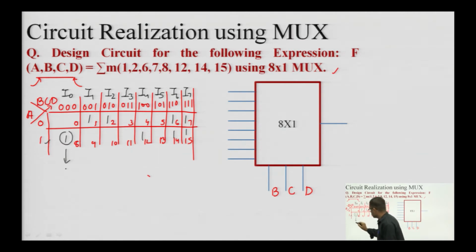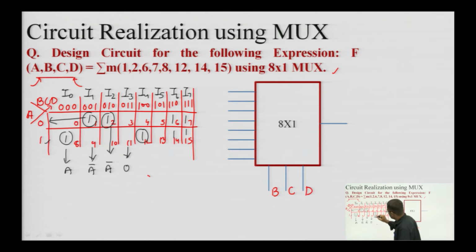That means, I naught should be connected to A. Similarly, I1 is having a single one which corresponds to A is equal to 0. That means, it must be connected to A bar. Similarly, this is similar to the previous one. So, it will also be connected to A bar. There is no one in this column, that means, this I3 will be connected to 0.